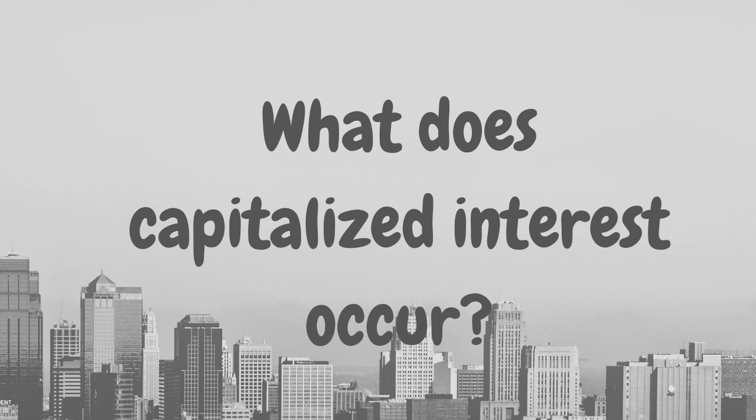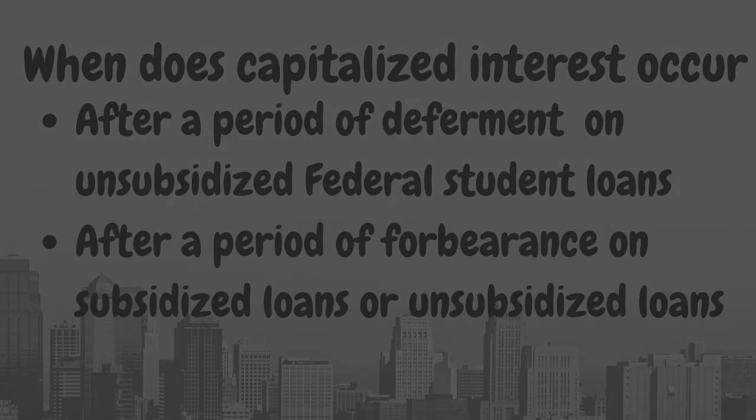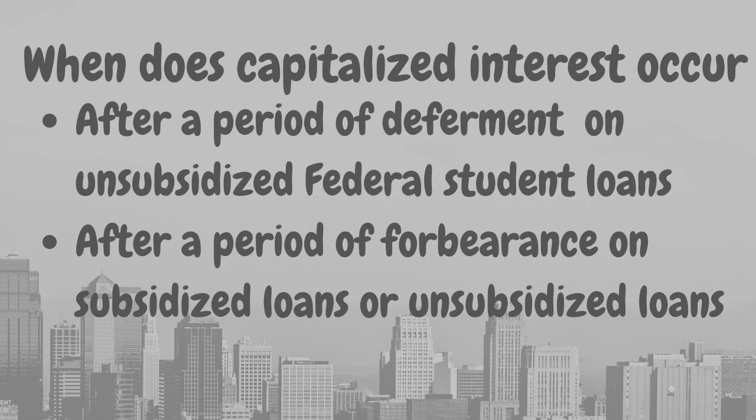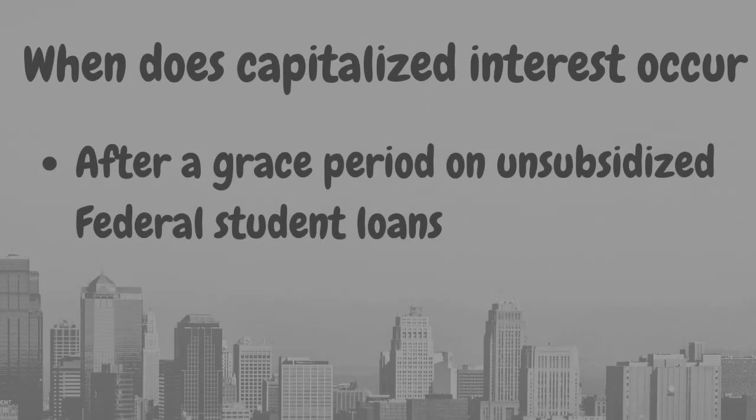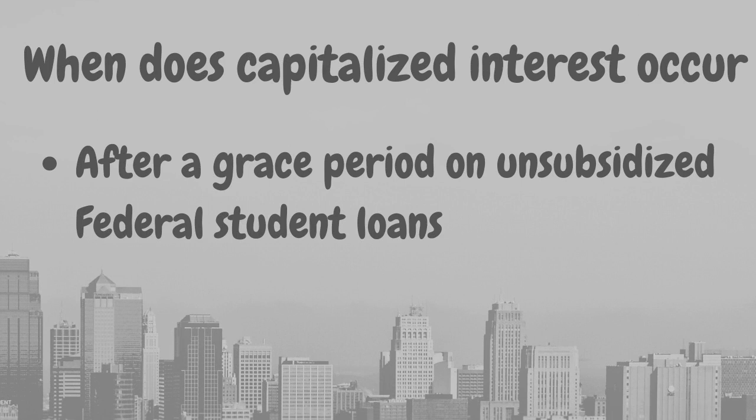So when does capitalized interest occur? Capitalized interest occurs after a period of deferment on unsubsidized federal student loans, after a period of forbearance on subsidized loans or unsubsidized loans. So in that case, it applies to both when it's a forbearance, but when it's a deferment, it's your unsubsidized loans that you have to watch. This is probably one of the areas I could have improved on. It also occurs after the grace period ends on unsubsidized federal student loans.